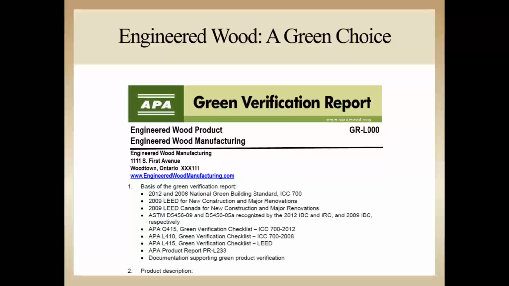Now here is a picture of a green verification report. Many of APA's member manufacturers have developed green verification reports. These reports help building officials and design professionals to determine a product's eligibility for points under the recognized green building standards. APA issues these reports to document the compliance of an engineered wood product that is manufactured under a quality program.